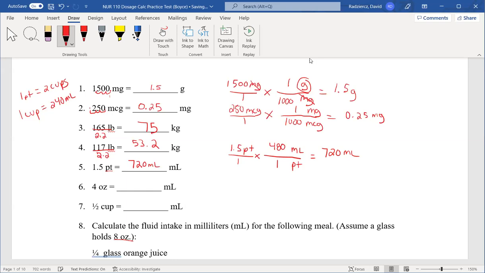Which is the same thing as 3 cups, right? So 240 plus 240 is 480, plus another 240 is 720. Just a couple different ways to answer that.